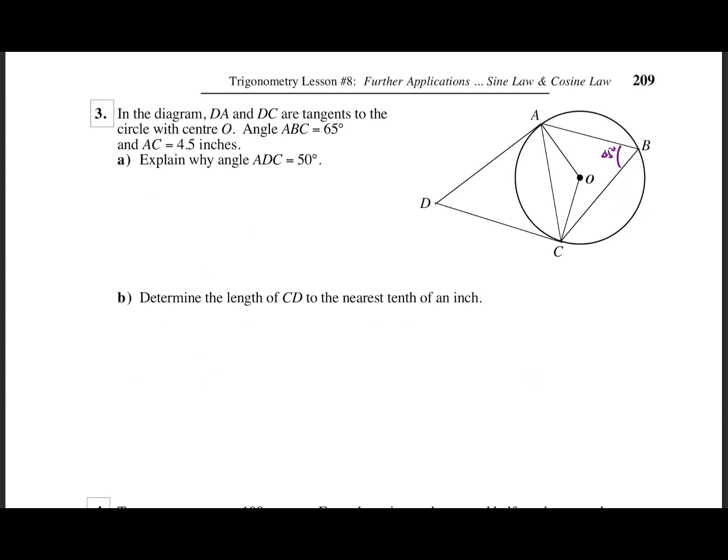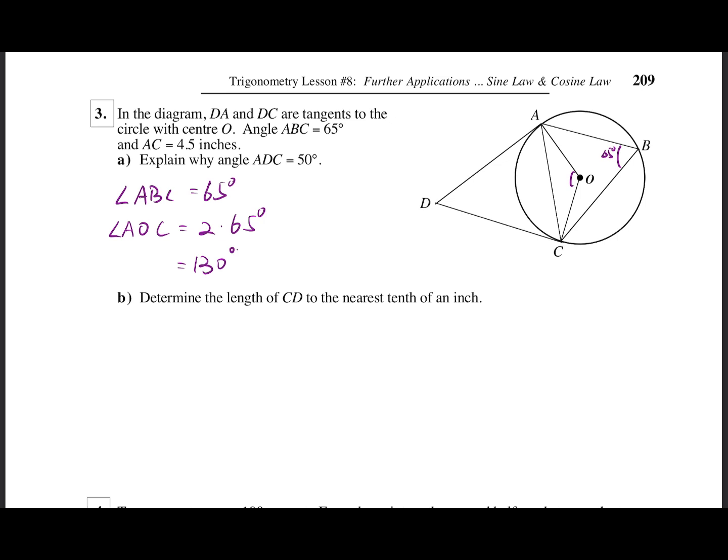Okay, let's do this one. First, we need to explain why ADC is 50 degrees. For this part, let's connect D and O. Because angle ABC is 65 degrees, the central angle for this angle is twice the measure of the inscribed angle. So angle AOC is 2 times 65, so it's 130 degrees.